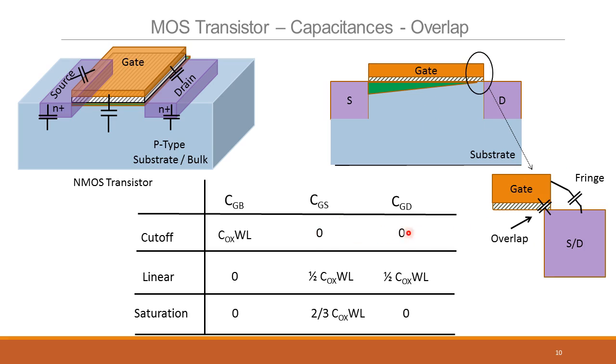So all the places where we have put zero, because there is no gate to source overlap, will now get converted to an overlap capacitance. That's all it is. So CGS and CGD, these are overlap capacitances, and this typically is determined by the process.